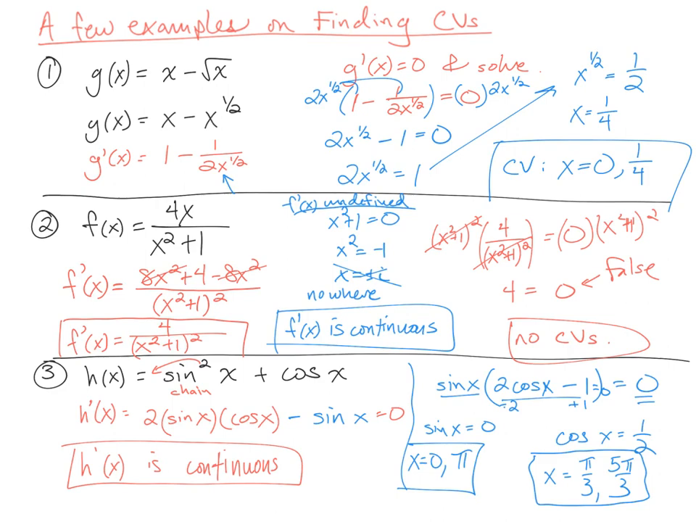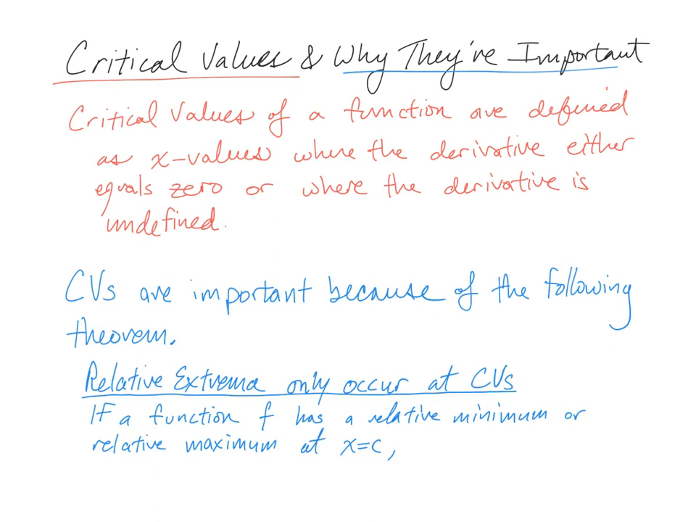Now you may be wondering, why are critical values so important? So happy you asked. So this may look a lot like a couple slides ago, but with this new information here, we have critical values, and this definition is close to what was on the page a few slides ago. But critical values are important because of the following theorem. We have relative extrema only occur at critical values. So if a function f has a relative minimum or relative maximum at x equals c, then c is a critical value of f.